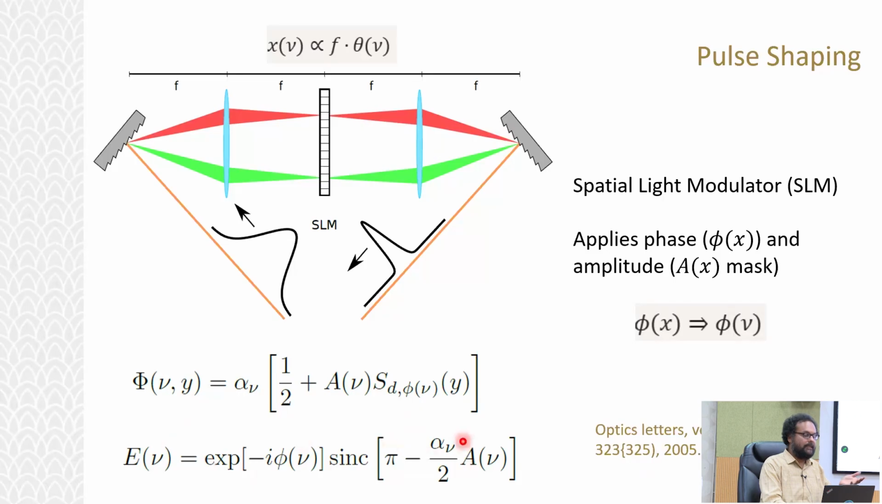Inherently, you will also get this sinc function. The sinc function is simply coming from diffraction from the pixels on the SLM. It's inevitable. You will never get a clean pulse. You will always get some sinc oscillations at the end spectrally, but that's fine. It doesn't really affect us so much.